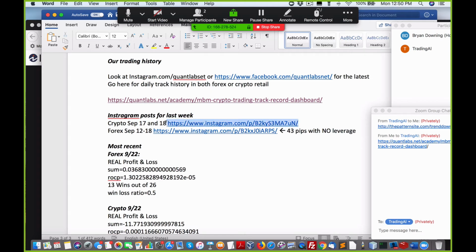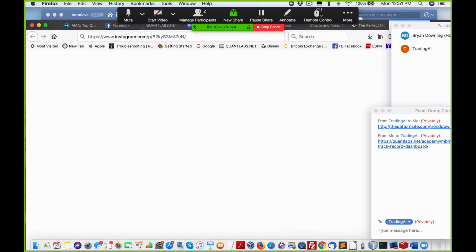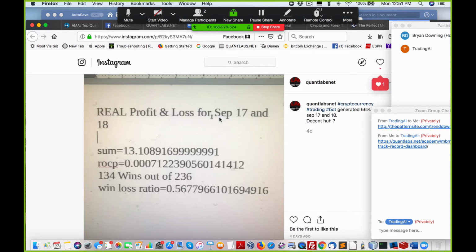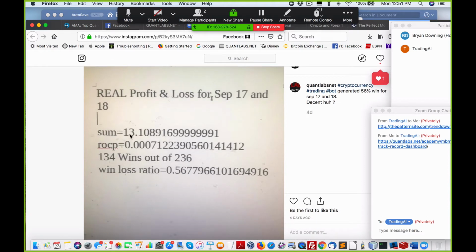So if I pull up this one, this is from last week, crypto for September 17th and 18th, right? The format I use is very simple. I have my real profit and loss for the 17th and 18th of September. This is the sum that trading day would have made. Again, no leverage, no margin.